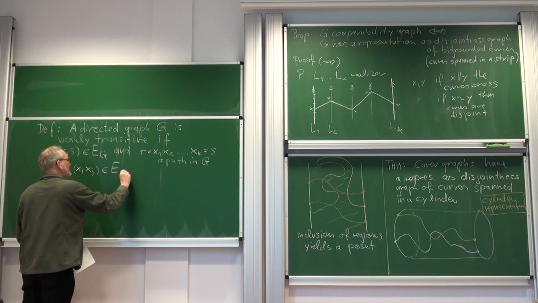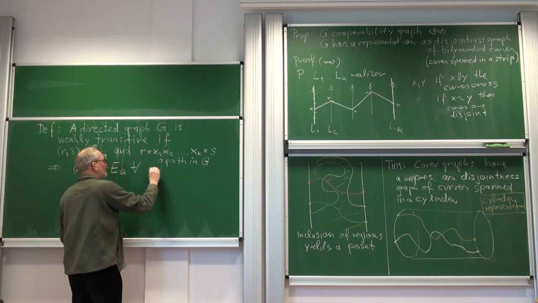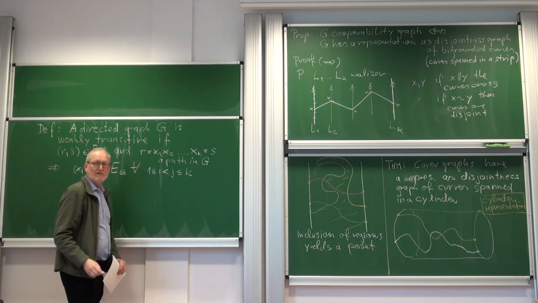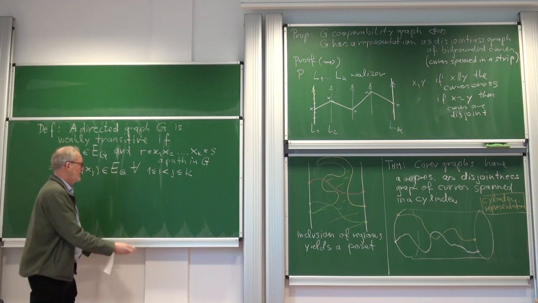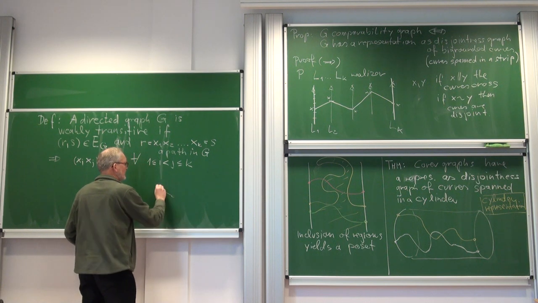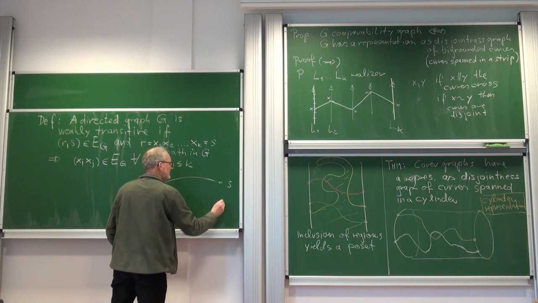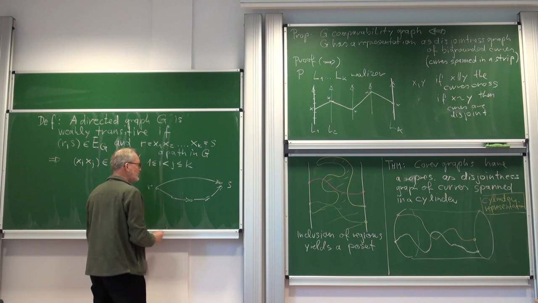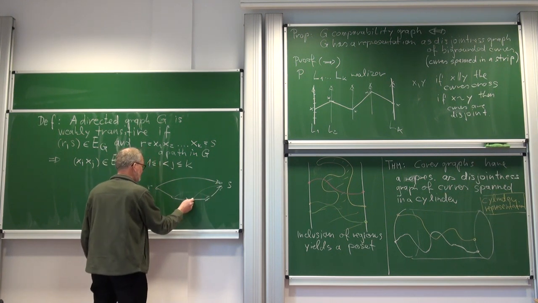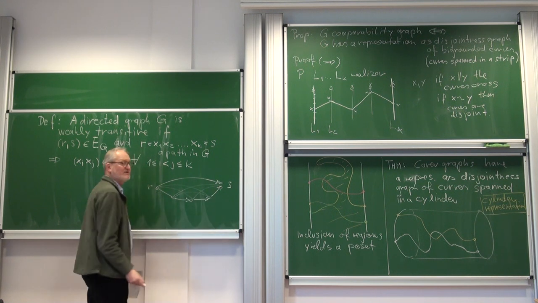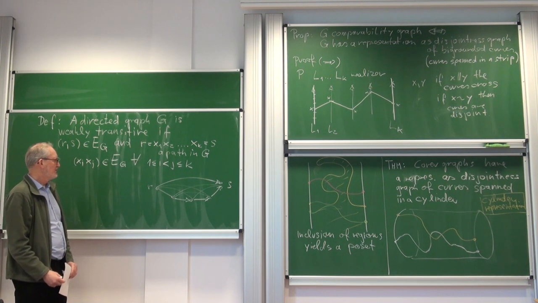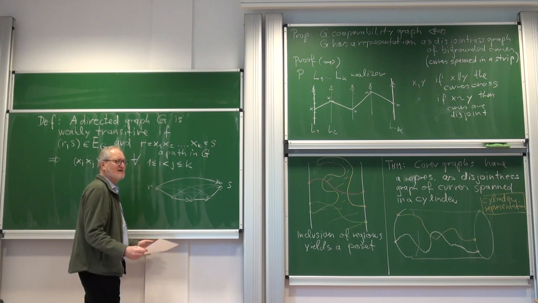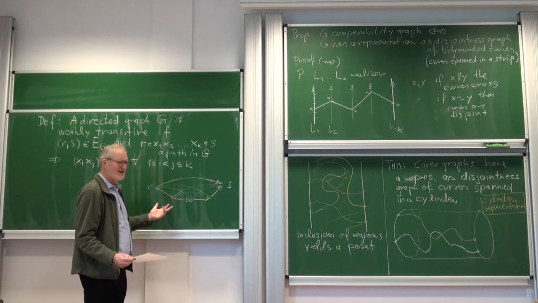E of G for all one less or equal I less than J less or equal K. So in the picture, if you have your R, S in the graph and there is a path, then you know that all these edges are in the graph as well. Like something like chordal? Yes, something like chordal, but only for a very restricted class of cycles.